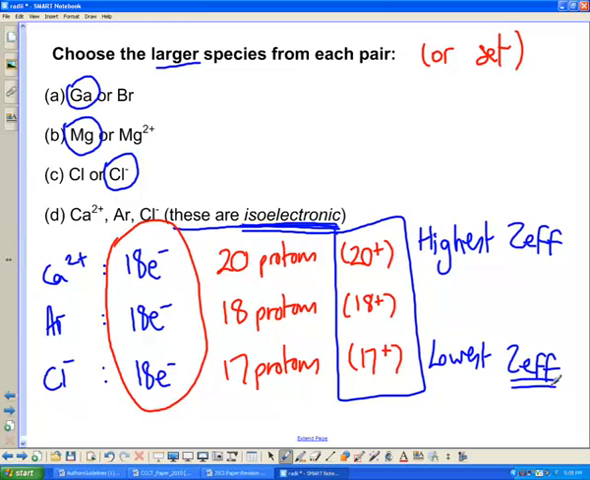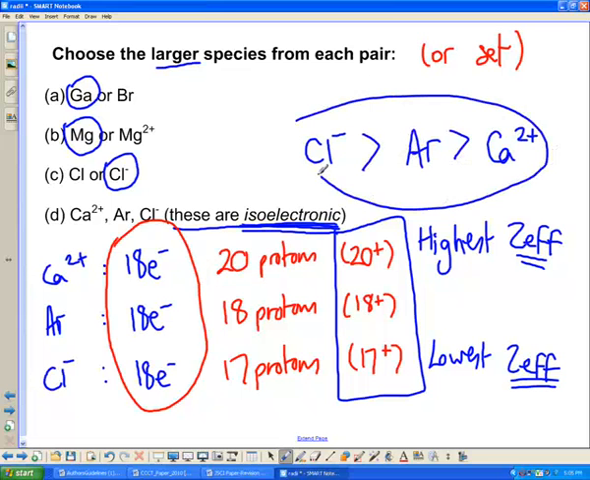All right. Highest effective nuclear charge, lowest effective nuclear charge. Therefore, the one with the lowest effective nuclear charge means that those electrons are held the least strongly. Therefore, the larger species is chloride. The smaller species is calcium 2+, and in the middle is the argon. Now, the question didn't ask us to do this, but we could say the chloride is bigger than argon, which is bigger than calcium 2+. All right? And so that is how you distinguish and figure out effective nuclear charge and atomic and ionic size. All right, thank you.